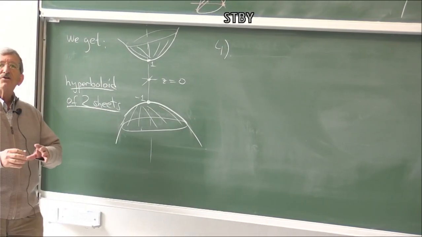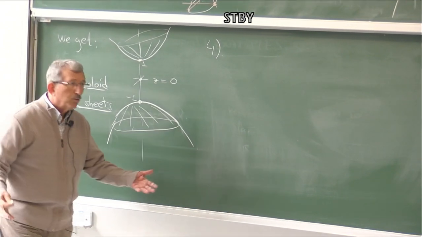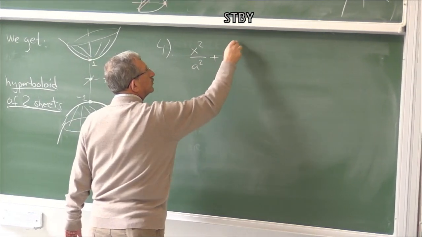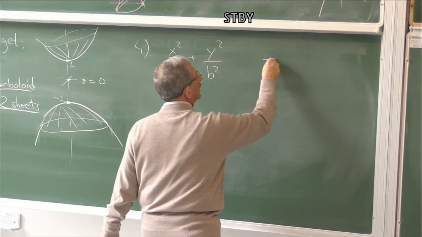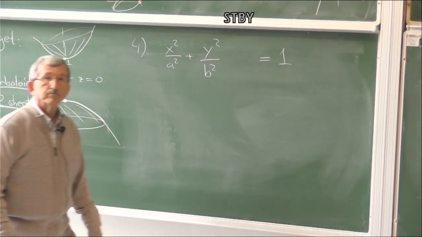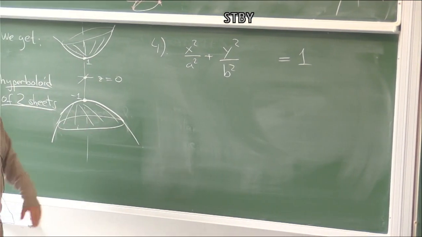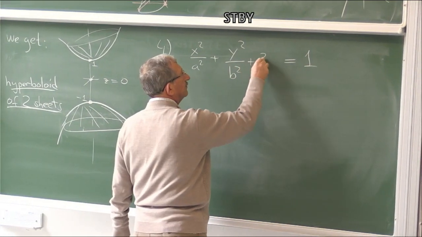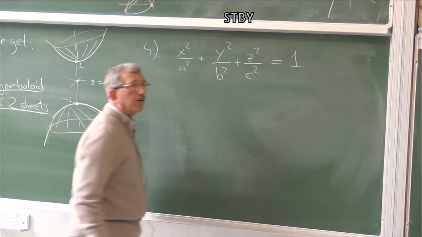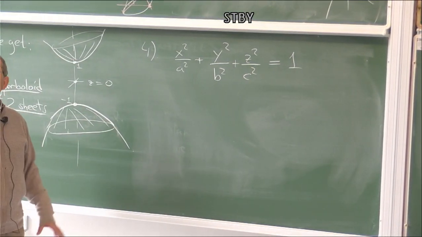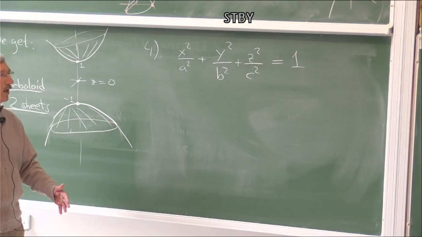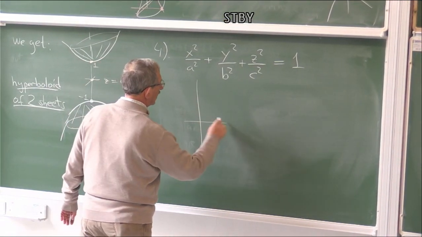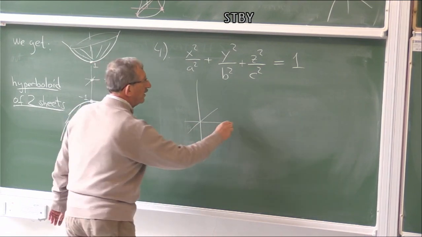We can similarly generalize an ellipse. What was an ellipse after all? It was x squared over a squared plus y squared over b squared equal to 1 in the plane, where a, b are positive numbers. Now, in space, we can of course add another term, and this becomes a generalization of the ellipse. What does it look like? I will not go into details here. We got the idea, more or less.